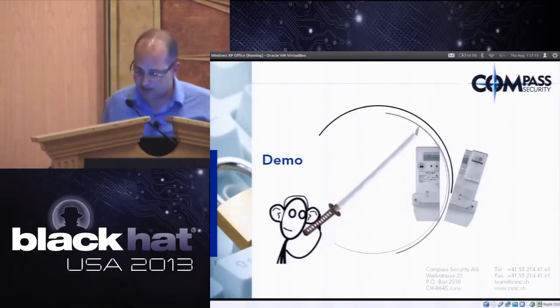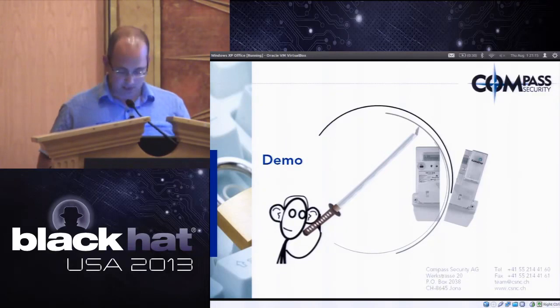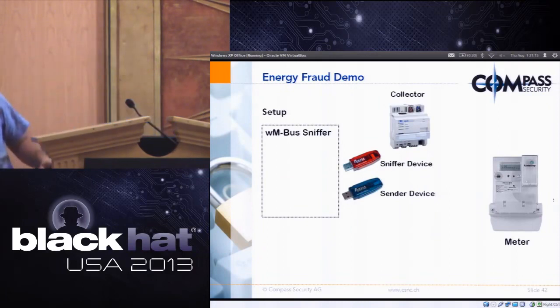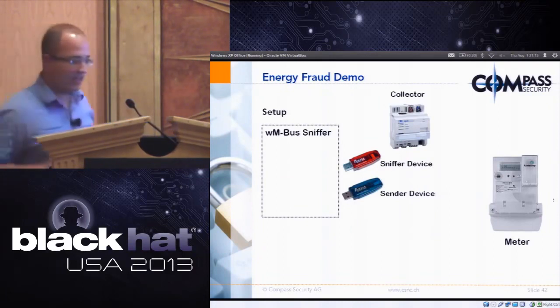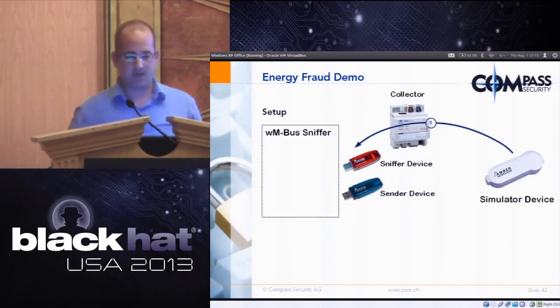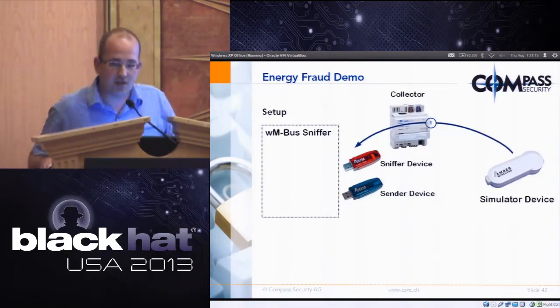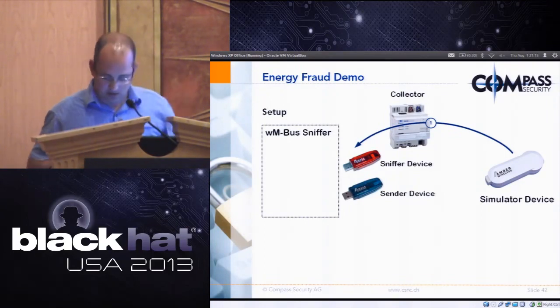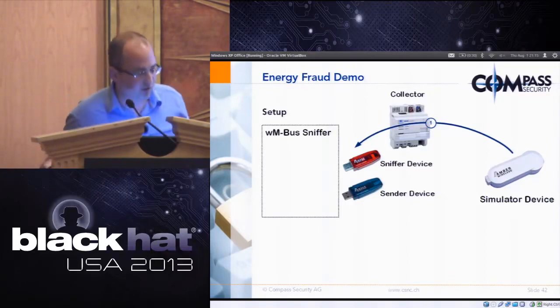Okay, let's get to the demo. I'll quickly explain the setup. I have a fake meter over here. And that fake meter sends commands, which are being received by the collector and by my sniffer device. The sniffer device is actually a USB stick which features a Texas Instruments CC1101 chip, which is a standard transceiver, and a piece of ARM code. So I have two of them. They have different firmware in them.